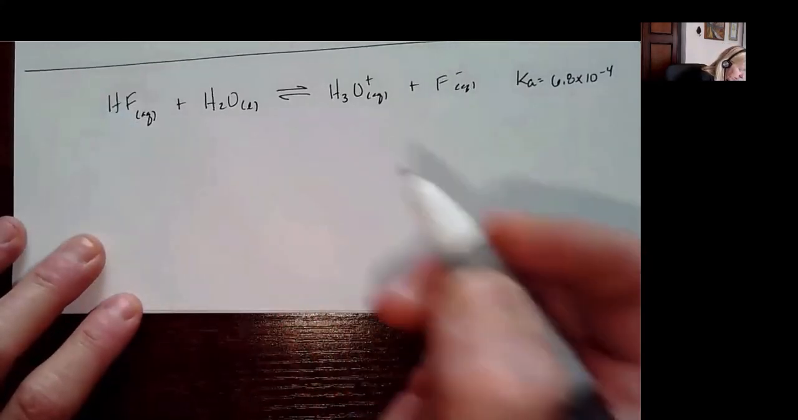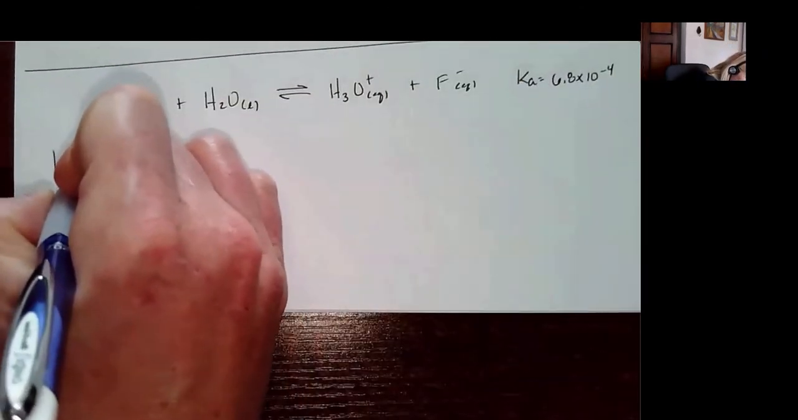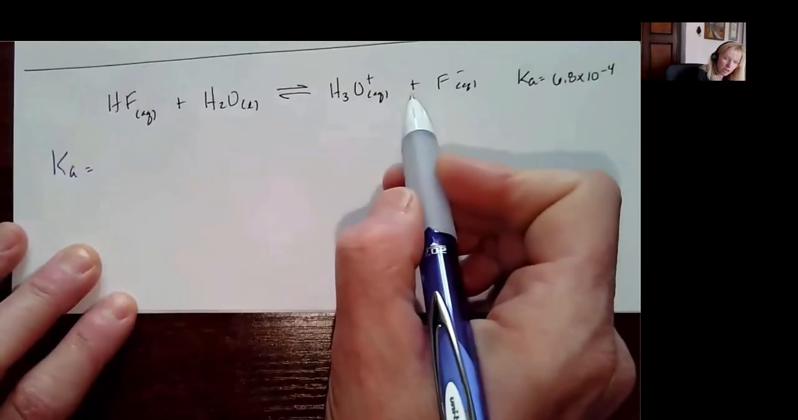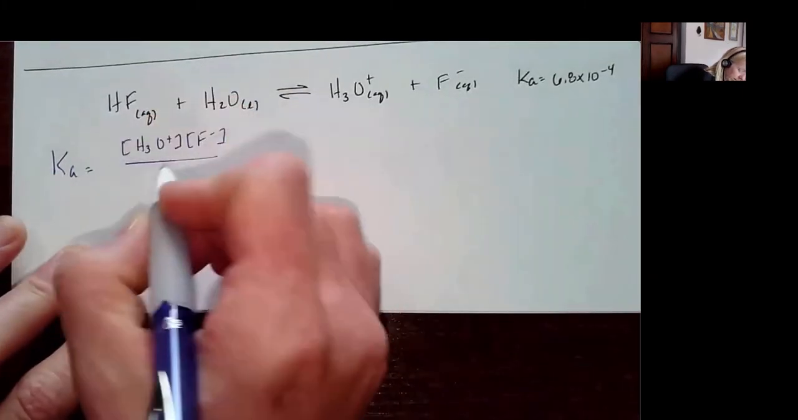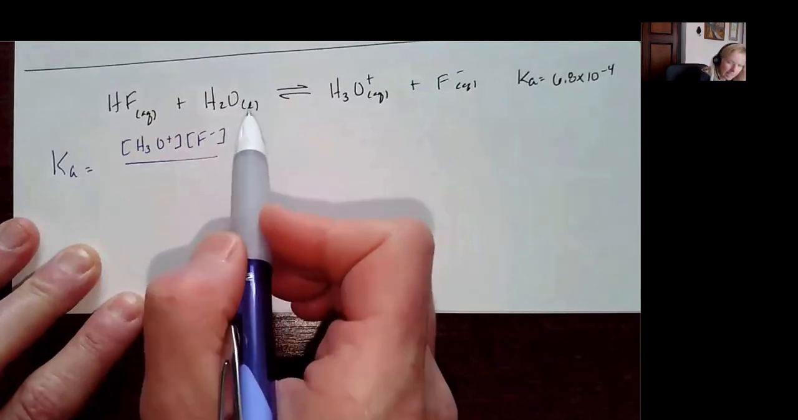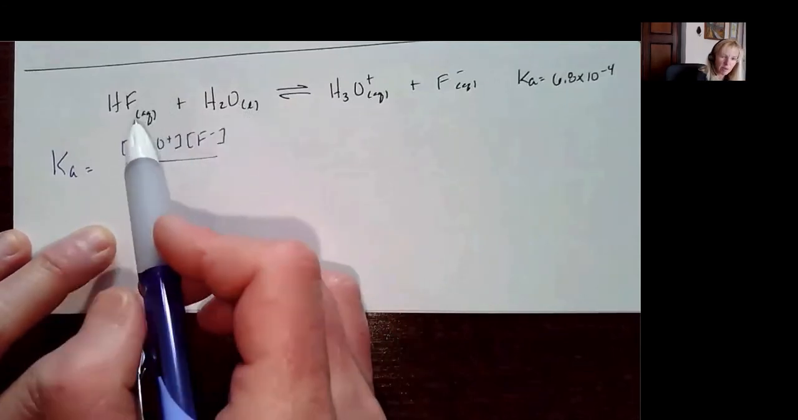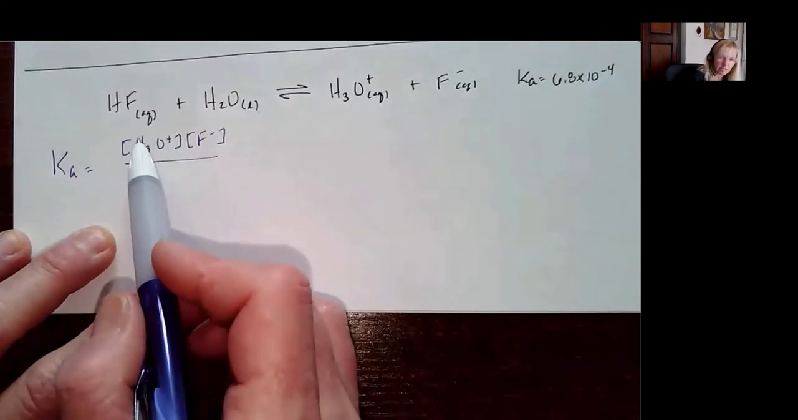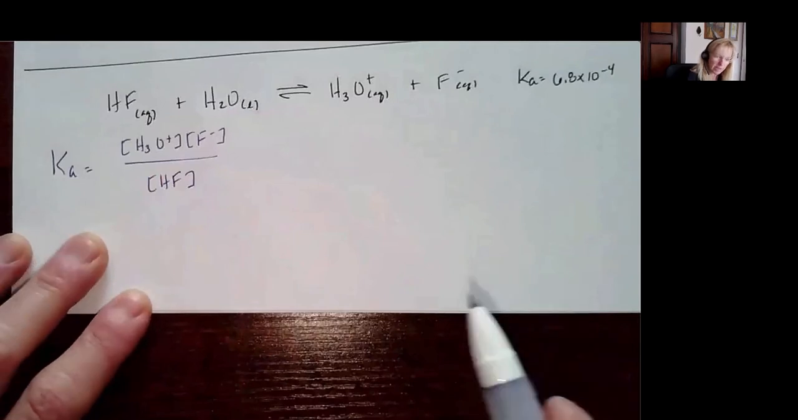If I want to write my law of mass action, that's going to be Ka equals my products, so we're looking at concentrations here, over my reactants. And since water is a liquid, it's not going to go into my mass action. The only things that go into my mass action are gases or things that are in the aqueous phase. So this is going to be H3O plus times F minus over HF, and that's going to be my law of mass action for this.